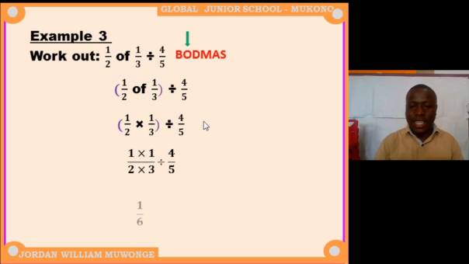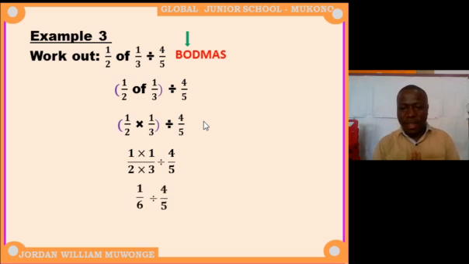1 times 1 we shall get 1, out of 2 times 3 is 6. Divide by 4 out of 5. There we are. It's rare division of fractions.